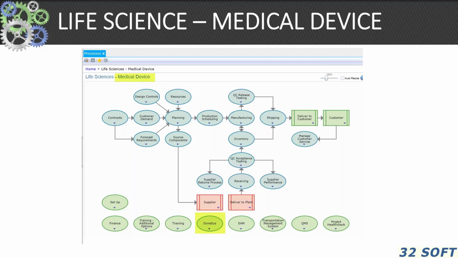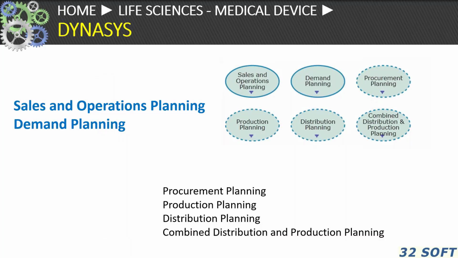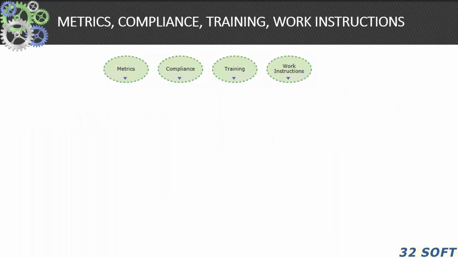Each of the process maps has a process map for Dynasis, or what is referred to as the DCSP. In the Dynasis process map, you see there are six process maps: sales operations planning, demand planning, procurement planning, production, distribution, and a combination. The four that are in dotted lines are not defined in the process maps, as it is assumed that in a QAD environment, these functions are going to be handled by the ERP functionality.